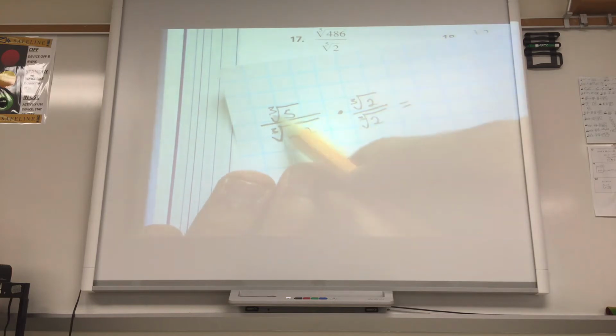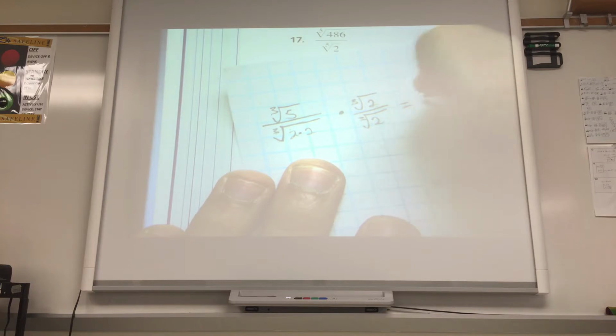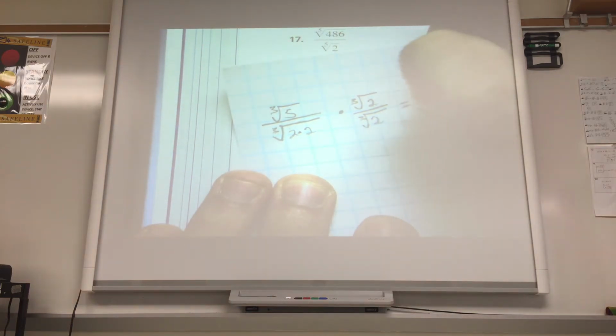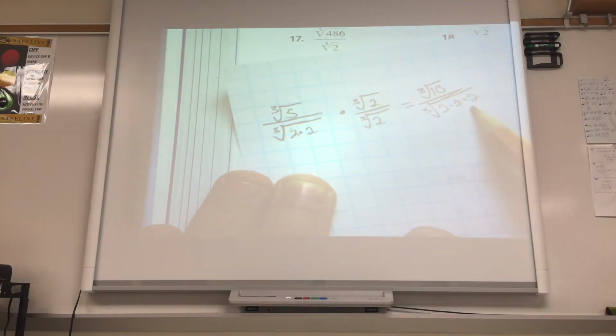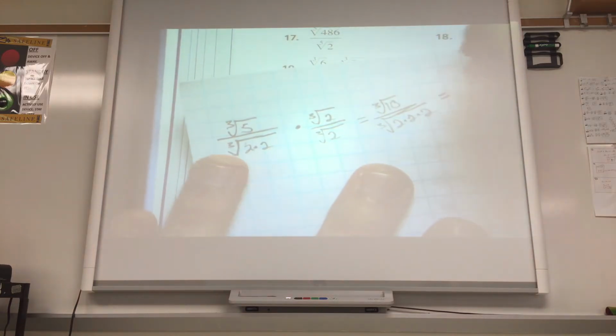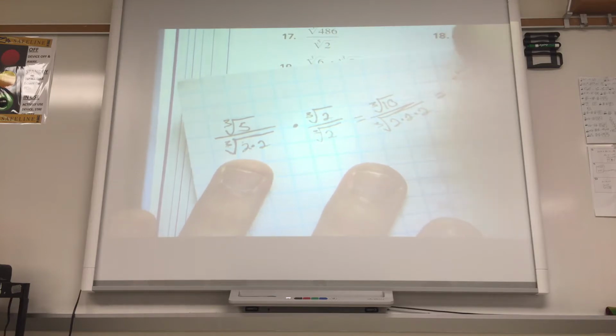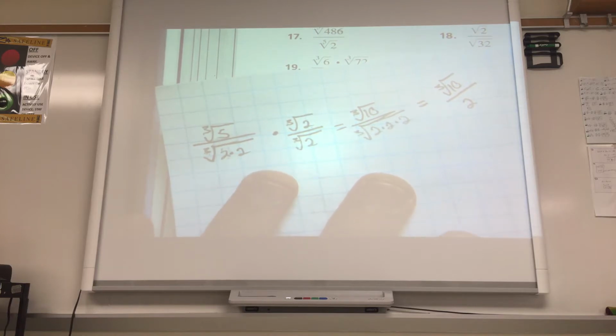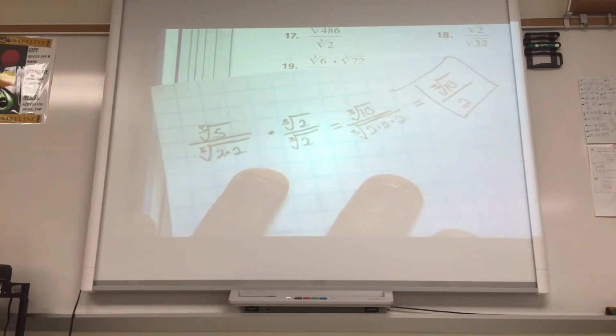So what I have up top is the cube root of 5 times the cube root of 2. That gives me the cube root of 5 times 2, which is 10, over the cube root of 2 times 2 times 2. Now notice what I did. Now I have 3 2's down here. So I created a perfect cube root. So the cube root of 2 times 2 times 2 is simply, hopefully you've guessed it before I tell you, it's just 2. And in my denominator, I don't have a radical anymore. And that's the final answer.